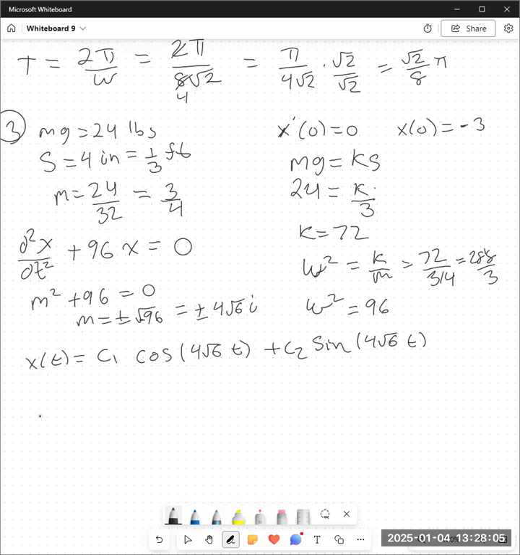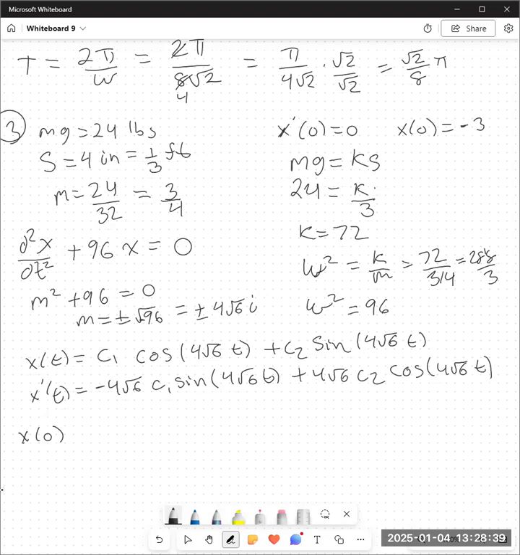Let's see here. So also we need to know that x prime of t is going to be a negative 4√6 c1 sine of 4√6 t plus 4√6 c2 cosine of 4√6 t. And so x of 0 was going to be -3. So that's going to be c1 cosine of 0 plus c2 sine of 0, which is c1 plus 0, is c1, which is equal to -3.